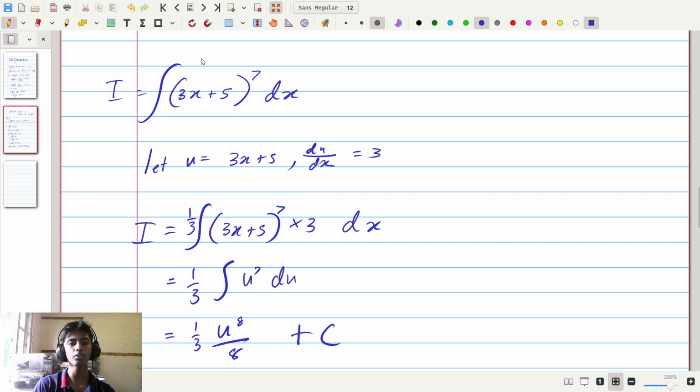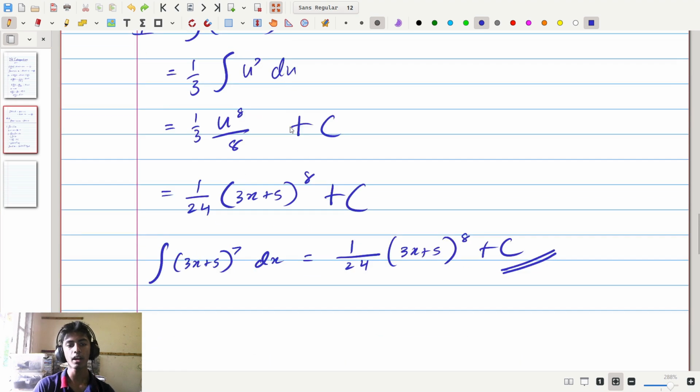Now note, this is not the only way that we could have done this integration. We could have also taken 3x plus 5 to the power of 7 and expanded it according to the binomial expansion, and then we would get a polynomial which we could then individually integrate each component and get our final answer. However, rather than doing that, this form here is much simpler, which is the power of u substitution.